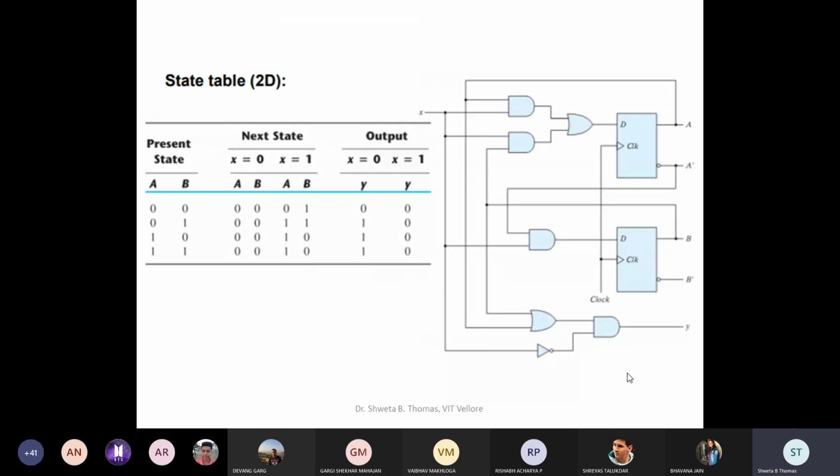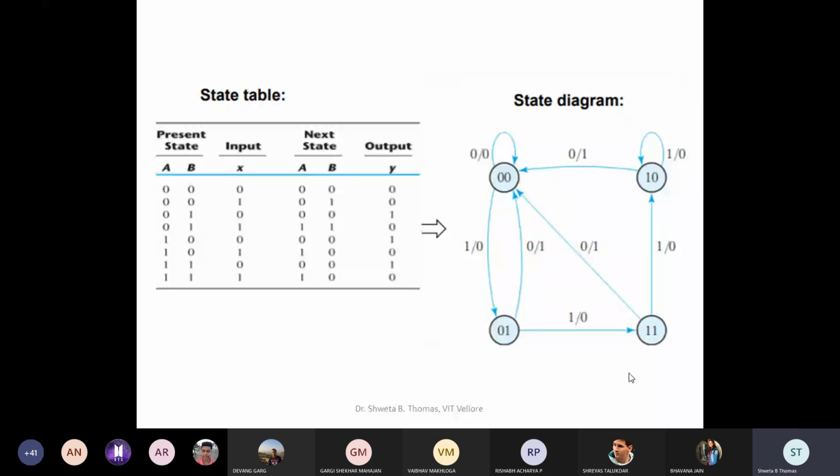Once you get this state table, you have to draw the state diagram. I have given this table in two ways because when you are analyzing the circuit and going for the state diagram, if you have the table in this form, it will be easier to correlate. So how are we drawing the state diagram? Look at it very carefully. These four circles we draw first. They show the present states 0, 0, 0, 1, 1, 1, 1, 0.